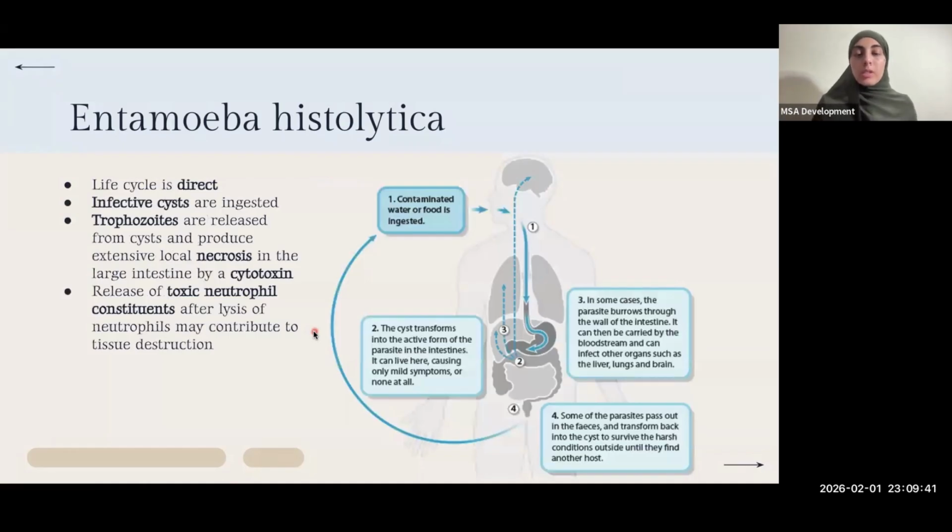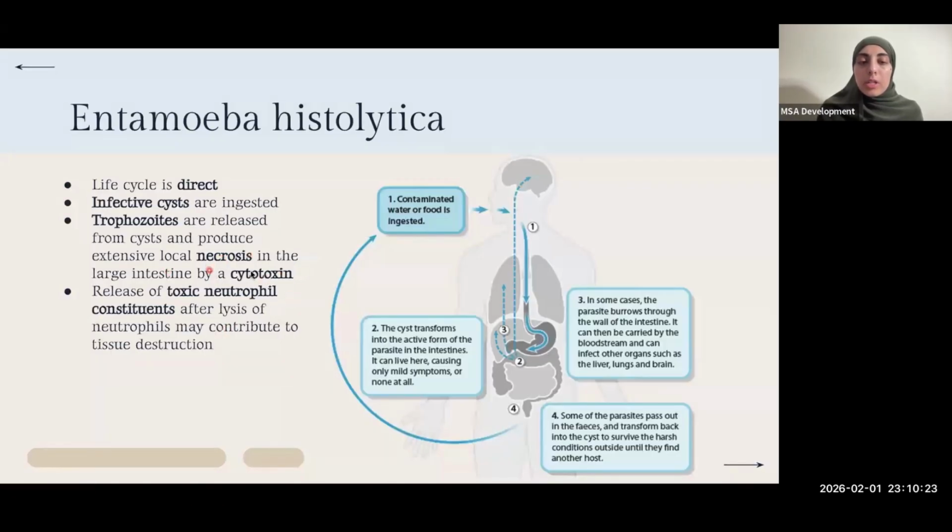What is the life cycle? Again, just like Giardia, the life cycle is direct. The infective stage is the cyst. The cyst is ingested, and then when it goes into the GI tract, it releases the trophozoite from the cyst, and then it causes local necrosis in the large intestine by a cytotoxin. So the trophozoite in this case produces the cytotoxin. In Giardia, it did not produce a toxin, it was just sitting there. Here in Entamoeba, the trophozoite produces a toxin. Cytotoxin causes necrosis. When you have necrosis, you have loss of cells and you have inflammation and you have bloody diarrhea.